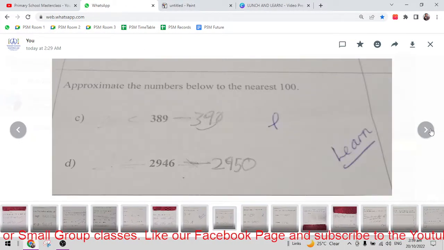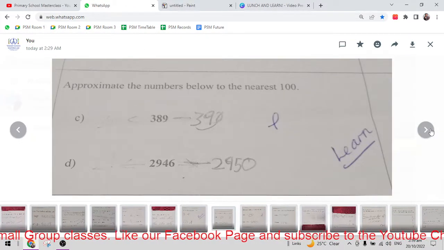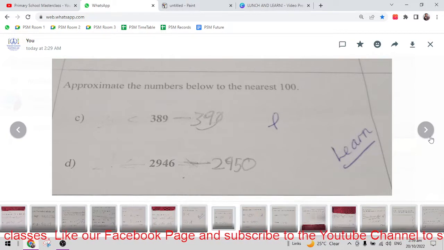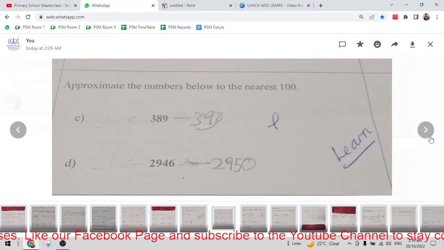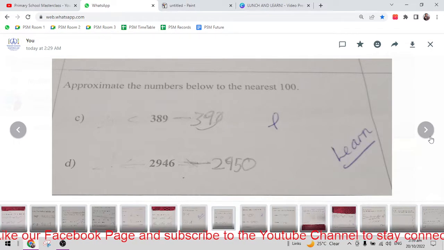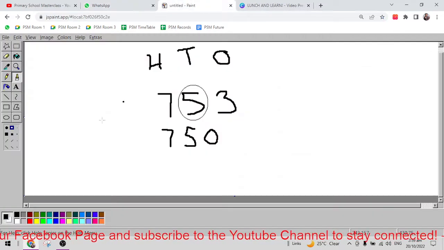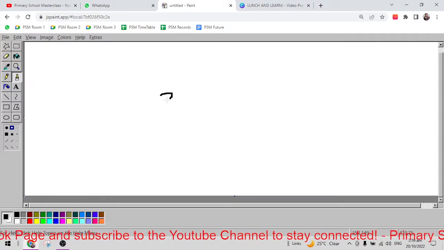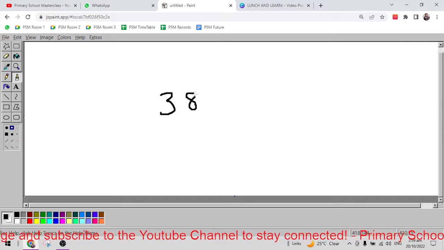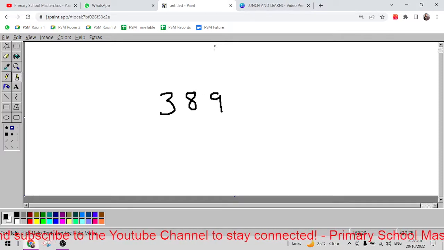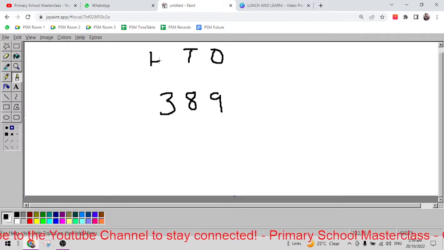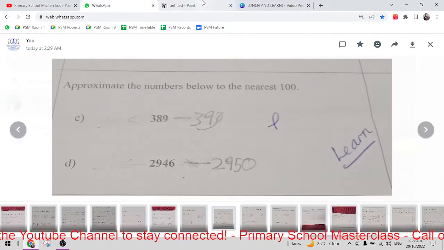Moving on. We have here approximate the numbers below to the nearest 100. So let's do this here, 389. So I have 3, 8, 9. I put my place value columns, ones, tens, and hundreds. I'll approximate this to the nearest hundred.